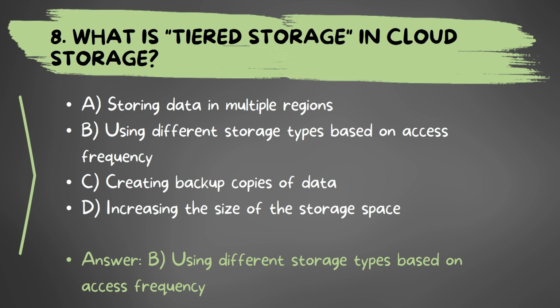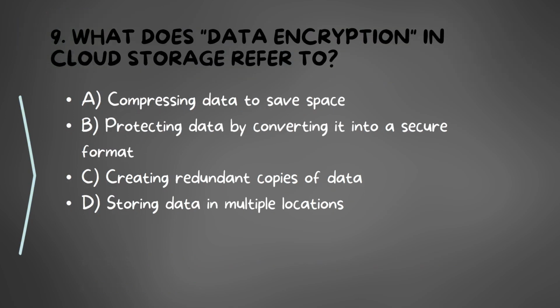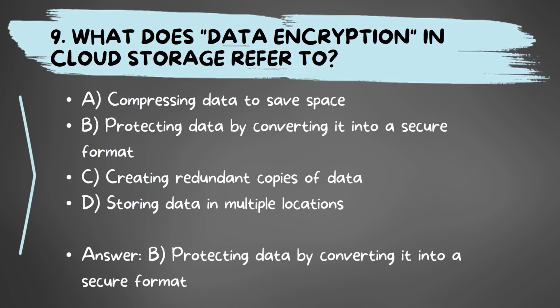Okay, so now let's move to our question number 9. That is, what does data encryption in cloud storage refer to? So the options are: A, compressing data to save space. Option B is protecting data by converting it into a secure format. Option C is creating redundant copies of data. And our last option is storing data in multiple locations. So out of these, our correct option is option B, that is protecting data by converting it into a secure format.